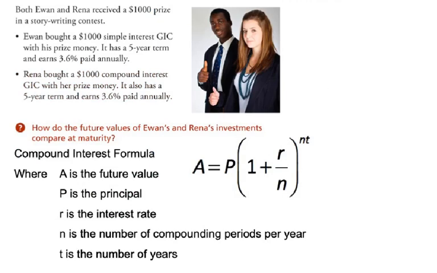So to illustrate that, we have Ewan and Rena getting a $1,000 prize in a writing contest. Ewan bought a $1,000 simple interest GIC, 5-year term, 3.6% paid annually. But Rena bought a 5-year compound interest GIC. Same 5-year term, same 3.6% interest, but this example is not only to get comfortable with the formula for compound interest, but also to illustrate the difference between simple and compound. So I'm going to leave the formula for now. I'm going to talk about Ewan.